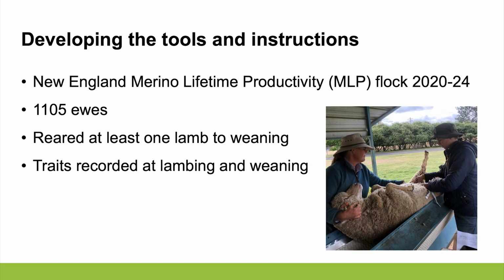I've been working on this project for over 4 years in the New England Merino Lifetime Productivity Flock. Here we have around 1,100 ewes, and we've measured them for udder and teat traits at 2 time points. Once at birth, along with our tagging and recording, and then once again at weaning.